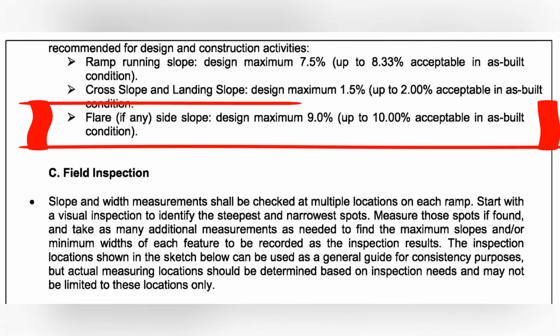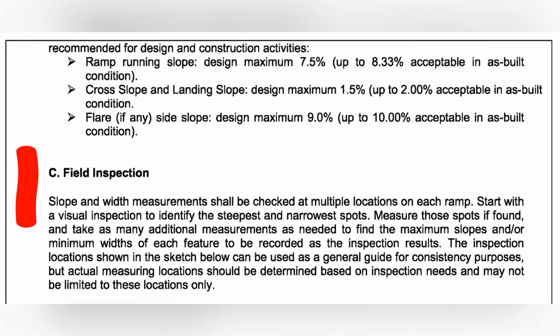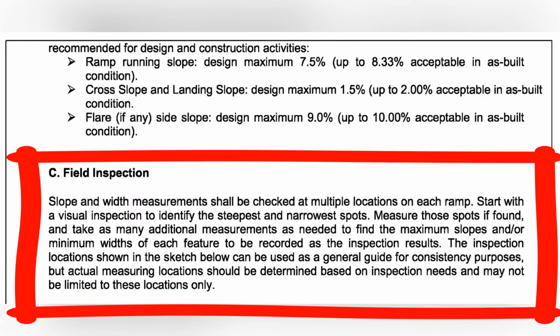Flares and wings are located at the front of a ramp. When designing a wing, your normal wing would be around 9% max. The maximum acceptable as-built grade will be 10%. During and after construction, the measurements and grades will be field verified in multiple locations to assure that they are not over the maximum acceptable as-built grade.